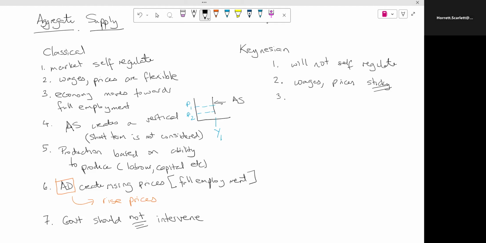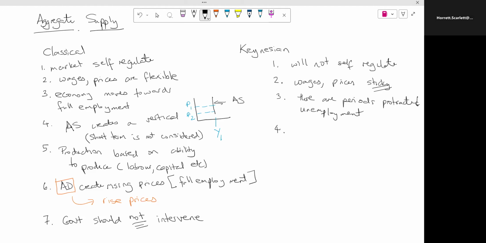Now, whereas the classical model is saying that the economy will move towards full employment, the Keynesian view is saying there are periods where unemployment exists for protracted periods. So there are periods of protracted unemployment. And he would point to cases of recession, etc., as being evidence of that fact.